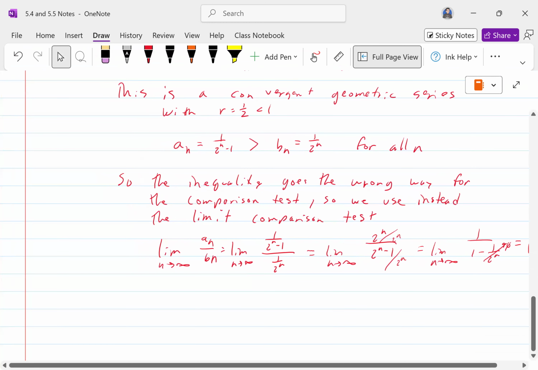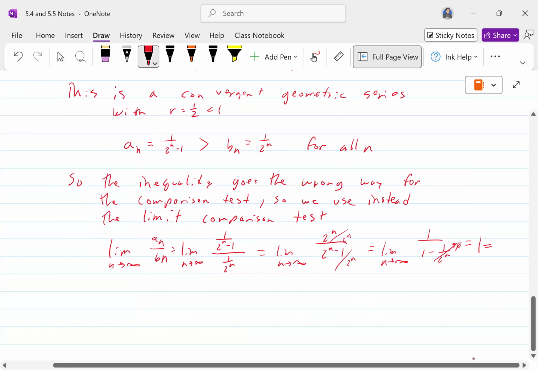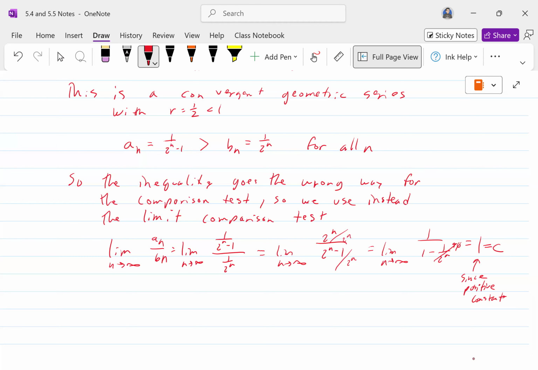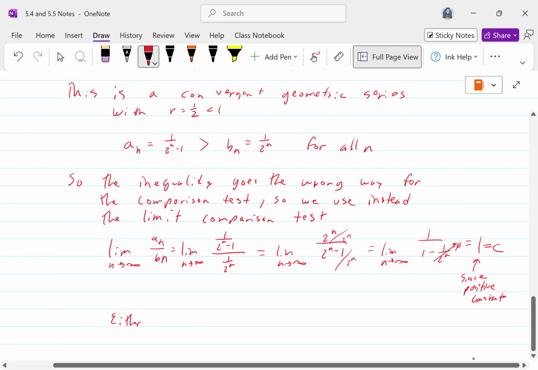Which is a constant. It's a positive constant, which is my c. Since it is a positive constant, I know that both of my series either both diverge or both converge.